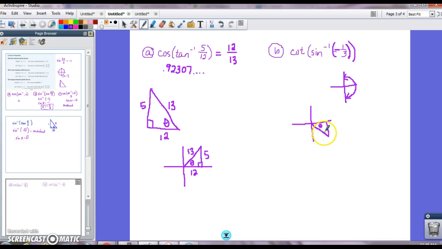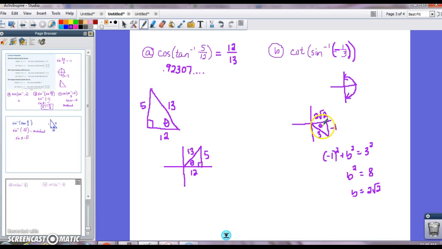So there's my theta. Sine is opposite, so this would be negative 1 over hypotenuse, which is 3. I can do the Pythagorean theorem. I have negative 1 squared plus b squared is equal to c squared. I end up with b squared is 8. So b comes out to be 2 root 2. So this would be 2 root 2. It's on the positive side of the x-axis, so I know that's going to be positive.